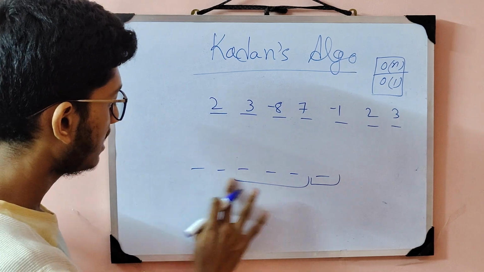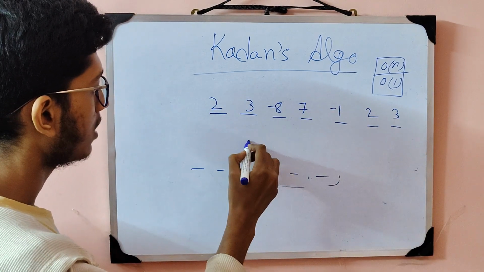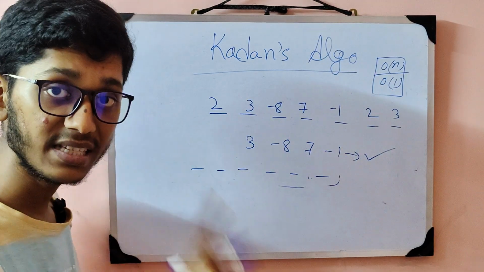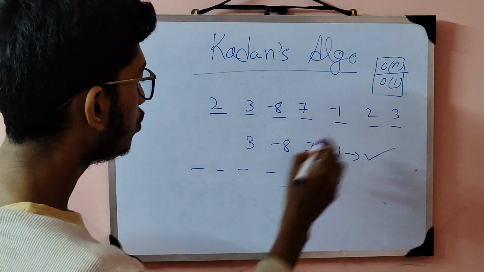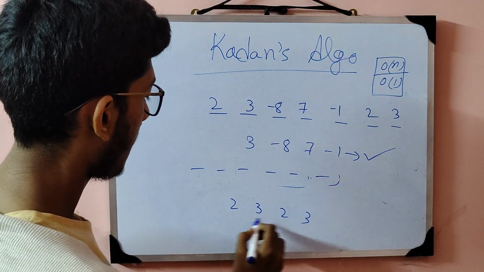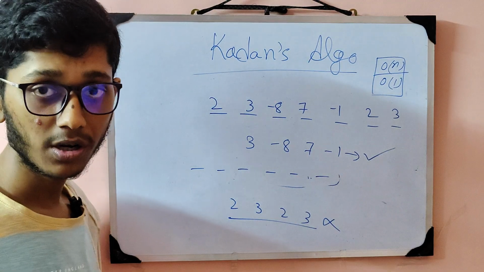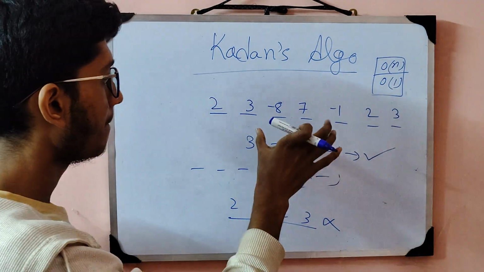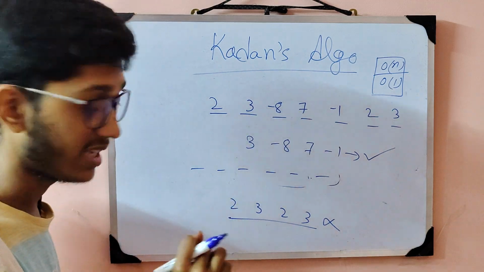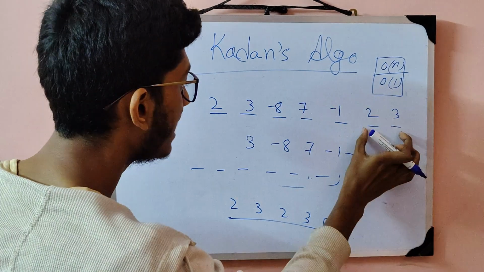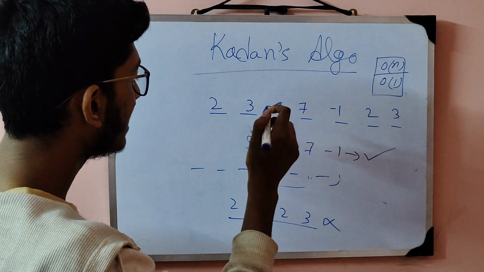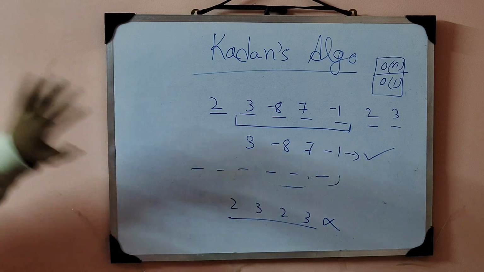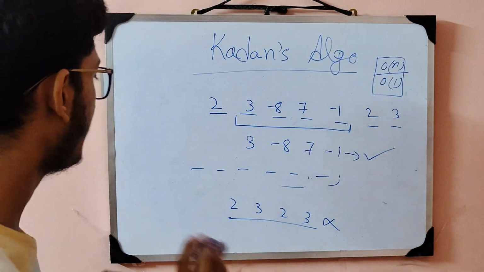If I tell you that in this example, 3, minus 8, 7, minus 1 is a subarray, yes, it is a subarray. If I say 2, 3, 2, 3, no, this is not a subarray. Why not? Because it is not a contiguous part of the array. Here some partition or some gap is coming, right? We need to take something that is contiguous or continuous. So we have got to know what a subarray is.